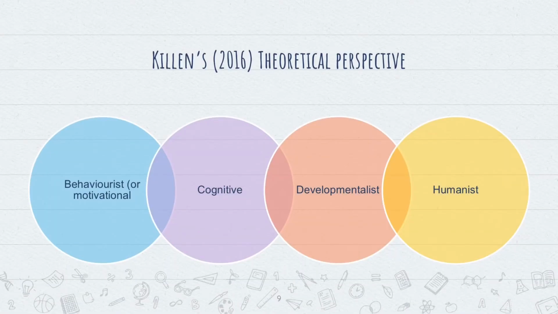Implementing cooperative learning into the Senior Modern History syllabus will allow for Killen's theoretical perspectives, including behaviourist, cognitive, developmentalist, and humanist. These perspectives allow students to emphasize the importance of enhancing and developing peer feedback, verbalization of understanding, peer modeling, and natural curiosity.